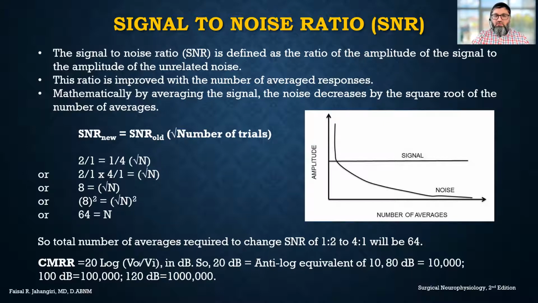Common mode rejection ratio: for the differential amplifier, we use the formula 20 log of voltage out over voltage in, in decibels. So if you have 20 decibels, its anti-log will be 10, and if you have 80, the anti-log will be 10,000. If you have 100, it will be 100,000, and 120 decibels will be 1 million.